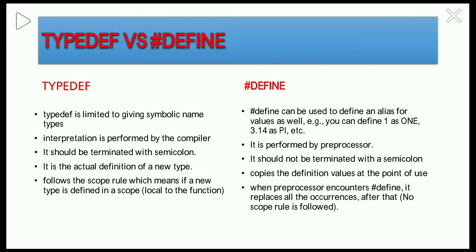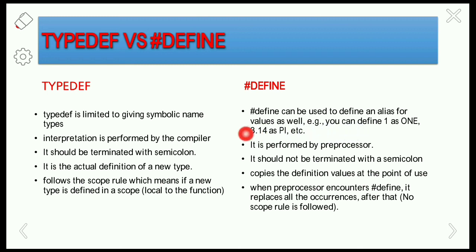Now coming to the next part, the difference between typedef and hash define. Both have somewhat similar properties. Let us take a look at the difference. Here typedef is limited to giving symbolic names to types, so we can give only symbolic names to types. But using the hash define tag, you can define an alias for values also. It is applicable not only to type names but also to values.